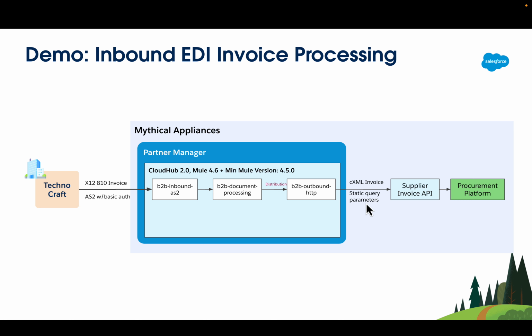Invoices for the parts business are to be translated into an internal CSV message structure and delivered to an SFTP location for internal consumption by the parts department. This demo covers all the key features introduced in the recent Partner Manager releases, and let's go check them out.